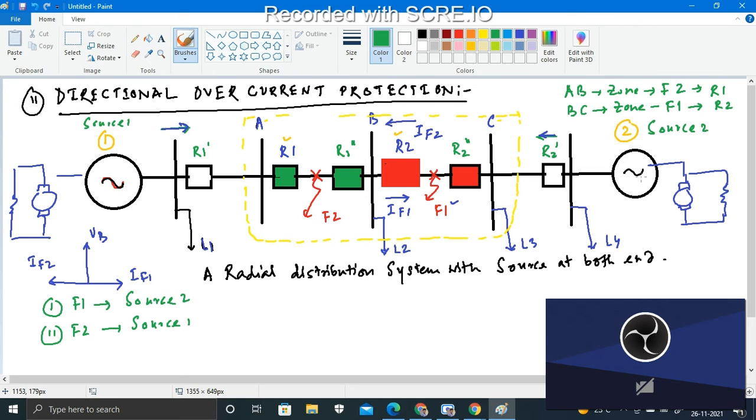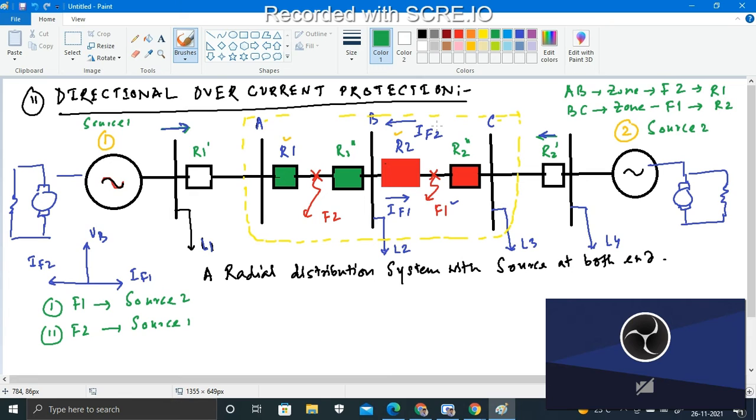with source 2. If any such kind of fault appears in this direction, then this R2 relay will sense the fault. If any such kind of fault appears in this direction, then this particular R1 relay will sense the fault in this direction onwards. So we have to interrupt this faulty current, which will be IF1 and IF2.